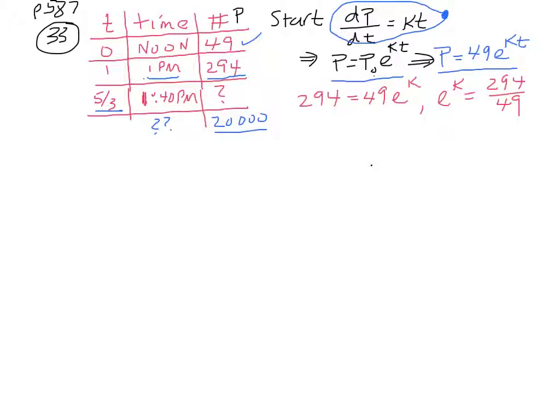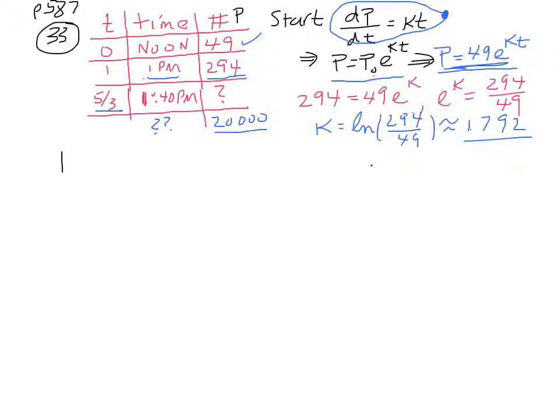So we get that e to the k is equal to 294 over 49. We'll take the log of both sides, and the log of e to the k is just k, so I end up with k is equal to the log of 294 over 49. And that, if we tap it out on our calculator, is approximately equal to 1.792 to 3 decimal places. Okay, so our solution to our differential equation now becomes this.